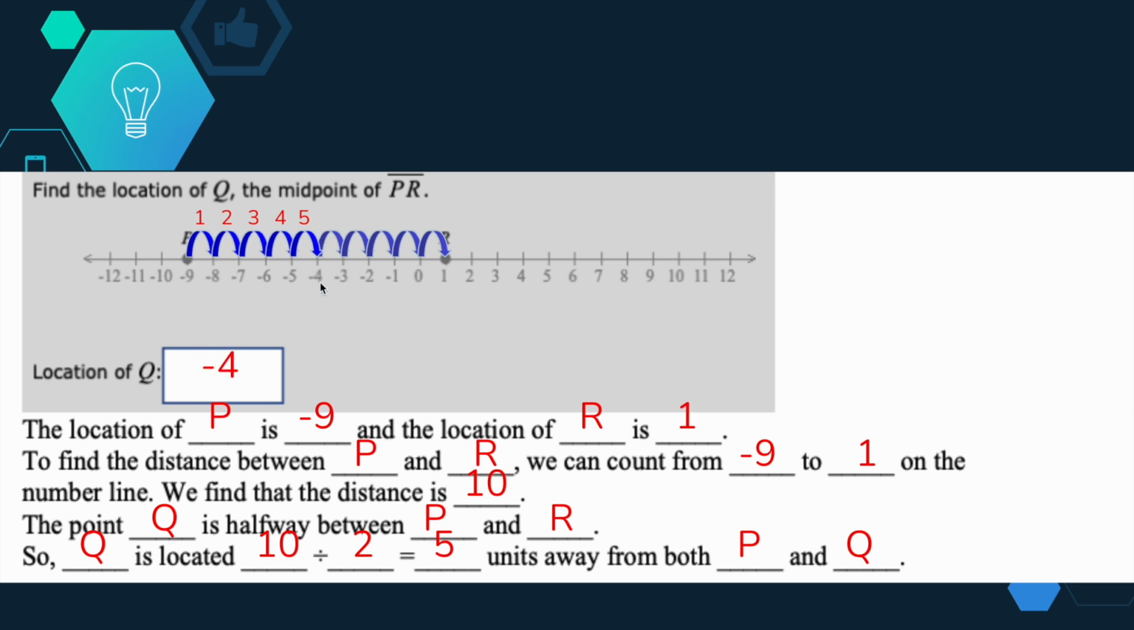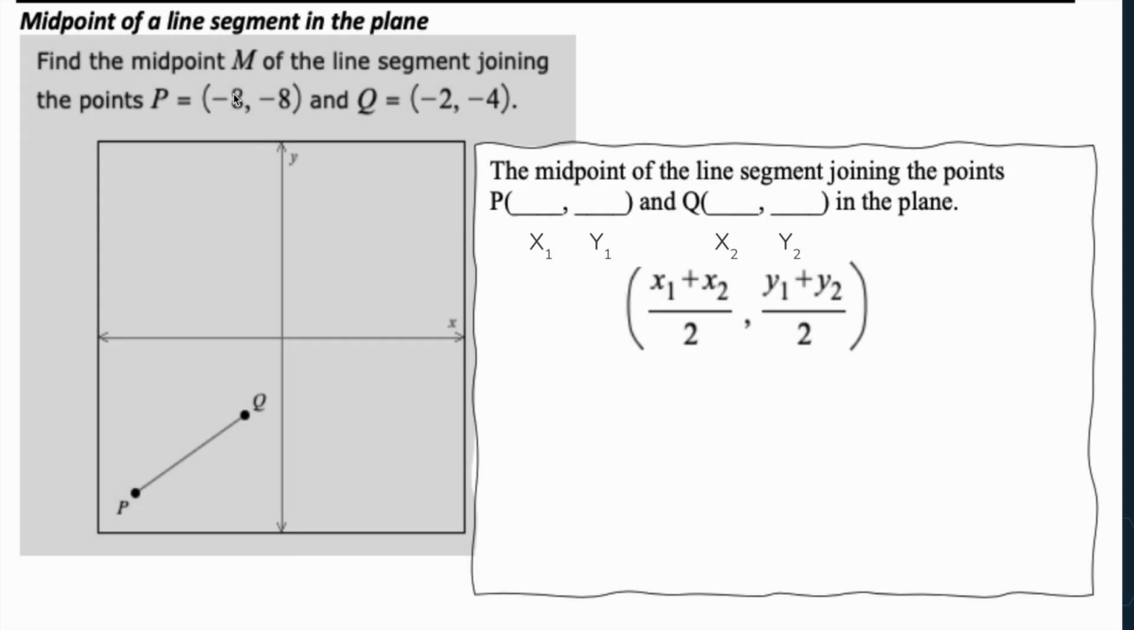Now I could kind of visually see that too, and sometimes they're much closer together, so it's very easy to see this on a number line, where you can immediately go, yep, that's the middle, that's the midpoint. But this is a little easier if you know how to calculate it, if you have points that are more spread out and it's not as easy to see. All right, so let's look at midpoint of a line segment in a plane.